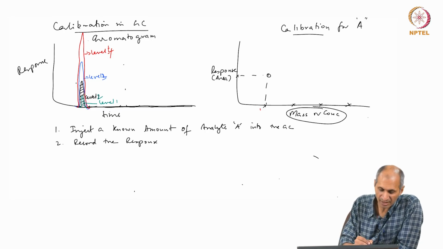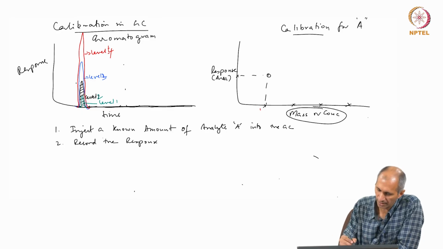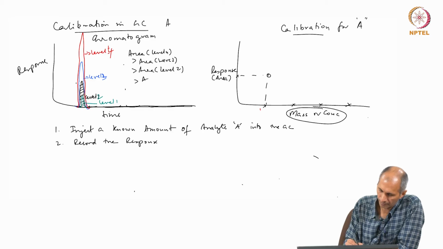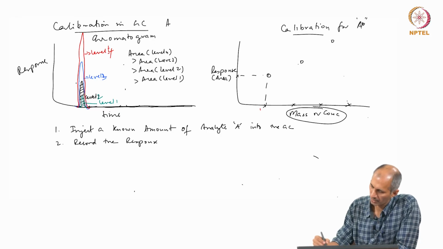So, we have different areas of this thing. As you can see, the area of level 1 is smaller than 2, 3, 4. So, level 4 is greater than level 3, is greater than level 2, is greater than level 1. So, the area of... so, I have 4 points and I can draw a calibration chart through this.